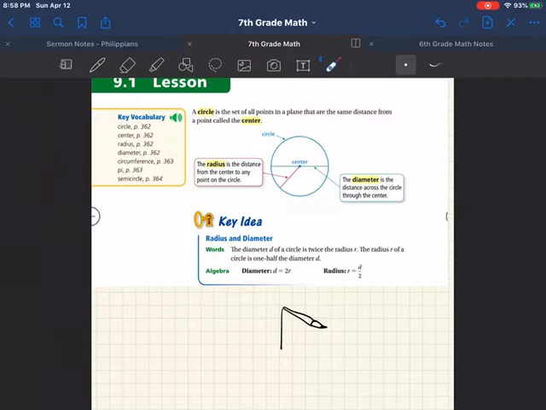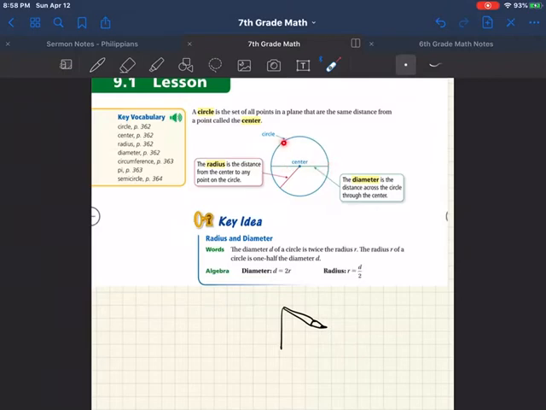Here's the vocabulary you need to know. What a circle is: the center, which is the center, the radius, which is halfway across, which we care about because it is, like I said, the point where you would put that protractor and spin it. And then the diameter is how far it is straight across through the center.